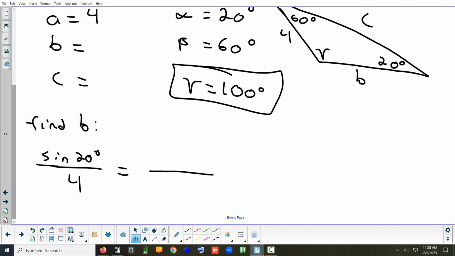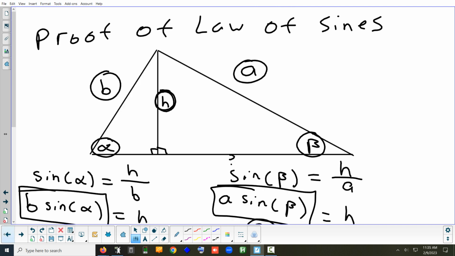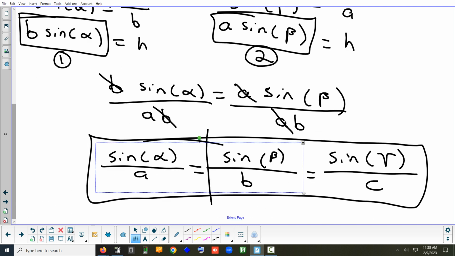Now the other side is what you don't know. We're trying to find B. So you're going to use this part right there. Sine beta over B. You're not using the third part yet. So we don't need that.